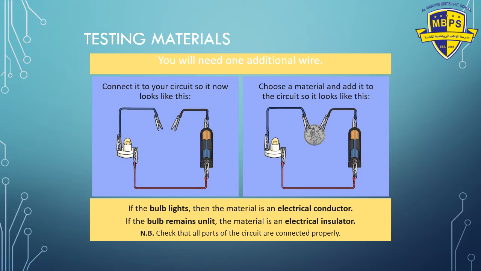But if you put the coin inside and the bulb does not light up, it's unlit, that means that coin, or that material, is an electrical insulator. It is not allowing the electricity to pass from the bulb into the battery. So it's an incomplete circuit that time. And also keep in mind that you should always check that all the parts of the circuit are connected properly.